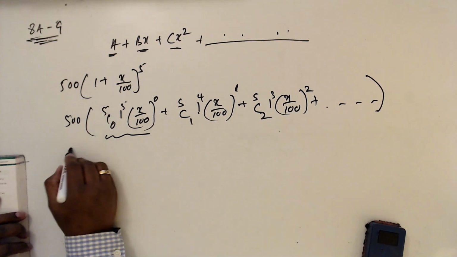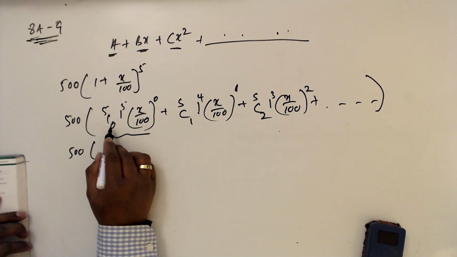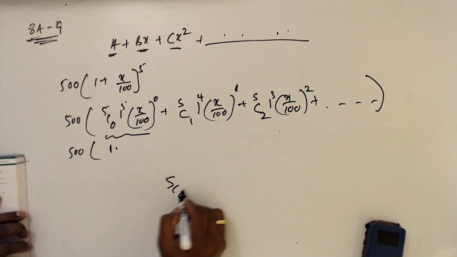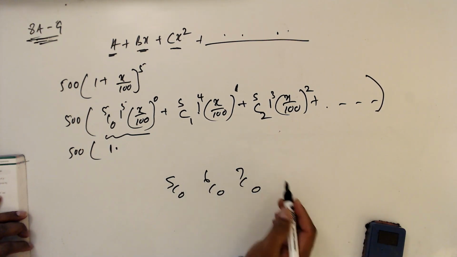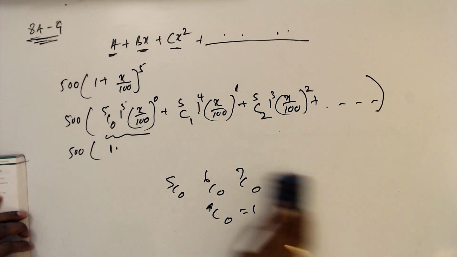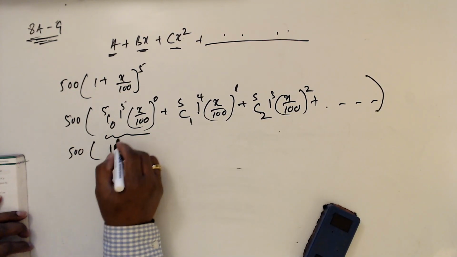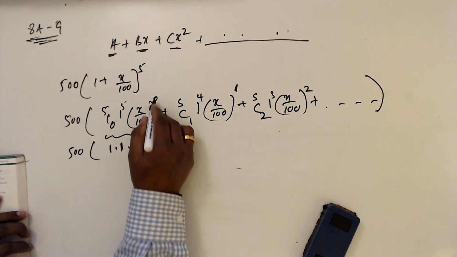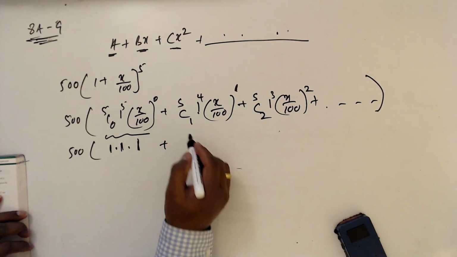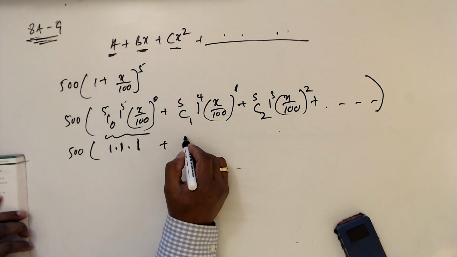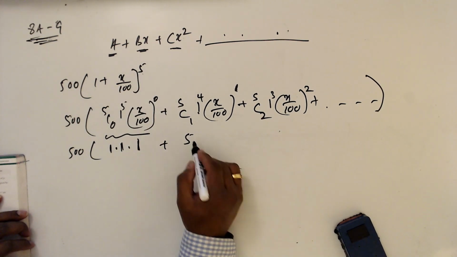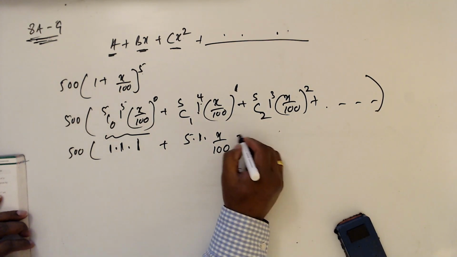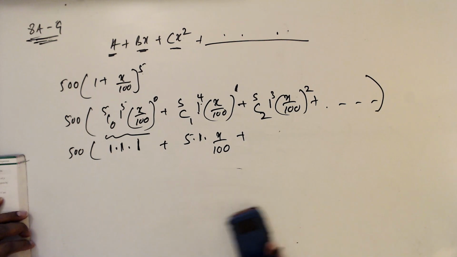So we'll simplify this one. 500. We know any nc0 is 1: 5c0, 6c0, 7c0, ac0, all 1. And this is 1 to the power 5, 1. Power 0 is 1. And 5c1 means the second number is always matched with the power, and this is 1 to the power 4, and this is x over 100. And this is 5c2, right? This is the one we need to look at now.